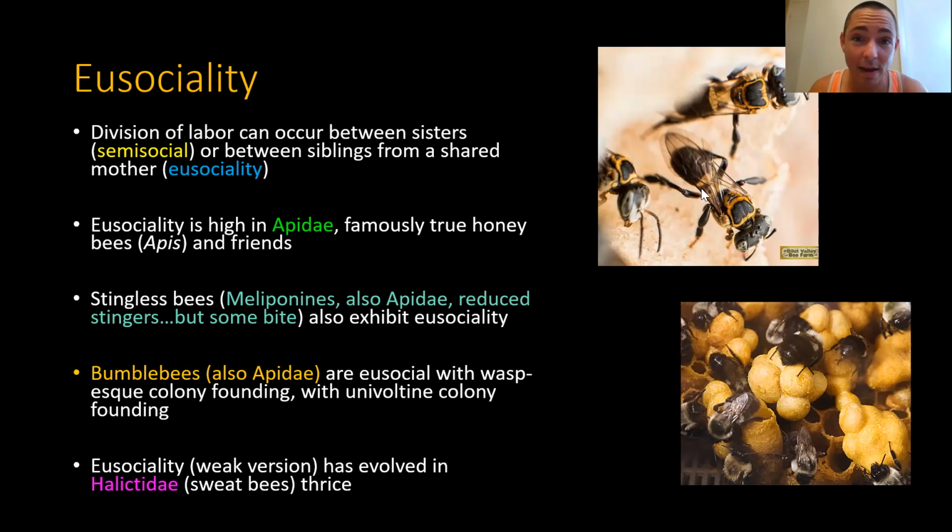Social insect biologists just make up terms all the time for their specific literature, because oftentimes people who study bees don't really talk to people who study ants. They don't talk to people who study termites, and God forbid they talk to somebody who studies aphids. And so each of these little subliteratures makes up their own terms to refer to the same thing. Reproductive division of labor between siblings from a shared mother, though, is called eusociality, right?